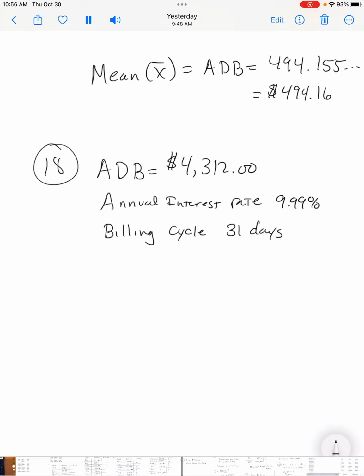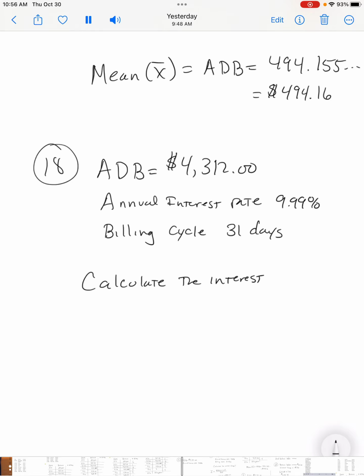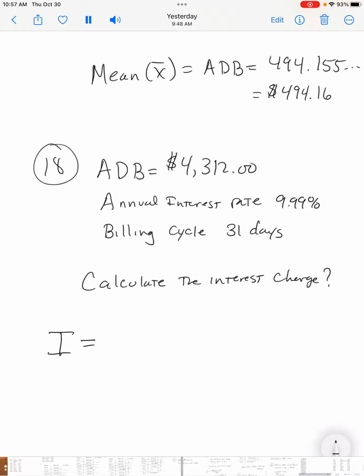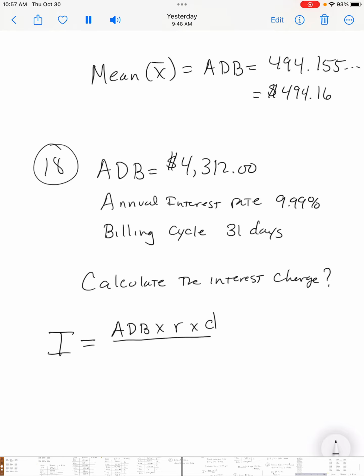And what they're asking you to do in all of these problems, so you'll do it in 17 and 19, is calculate the interest charge. How much do they owe in finance charges and interest because they had on average $4,312 out? Well, there's a simple formula to do that. It looks like this. Interest is equal to the average daily balance times the rate times the number of days, all divided by 365.